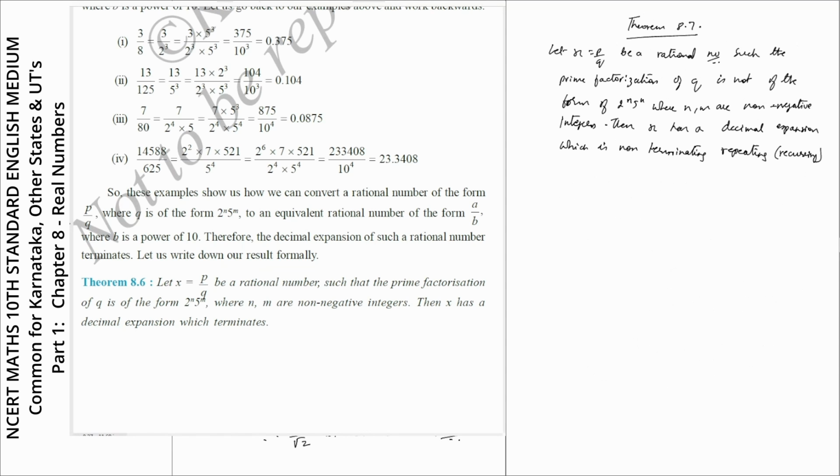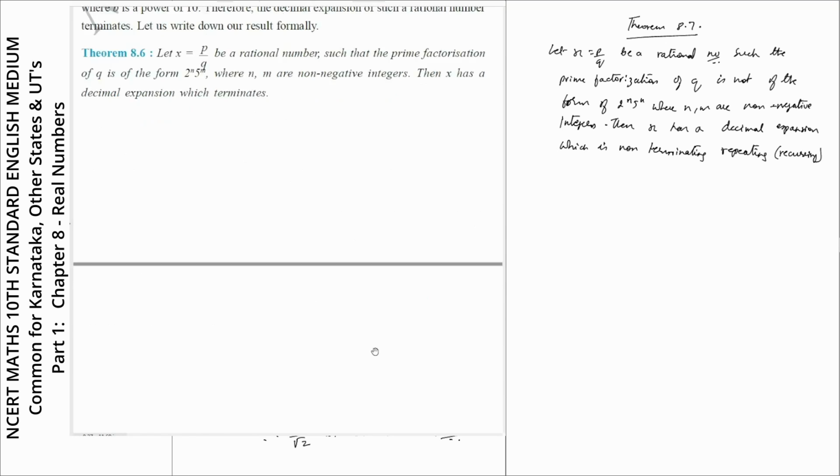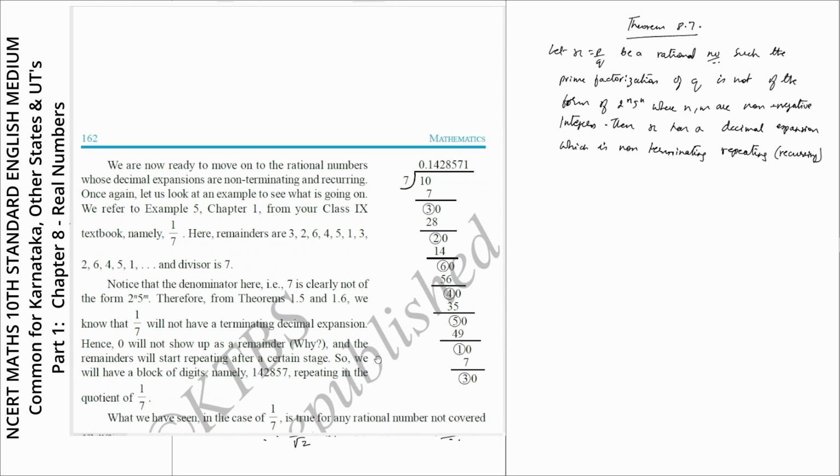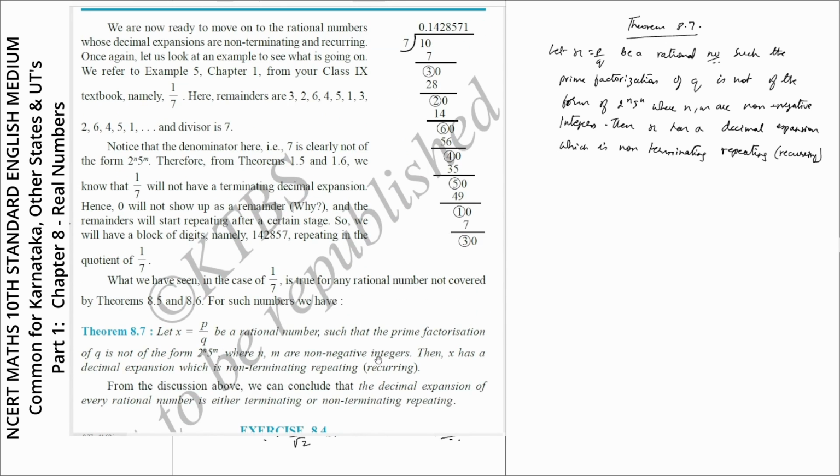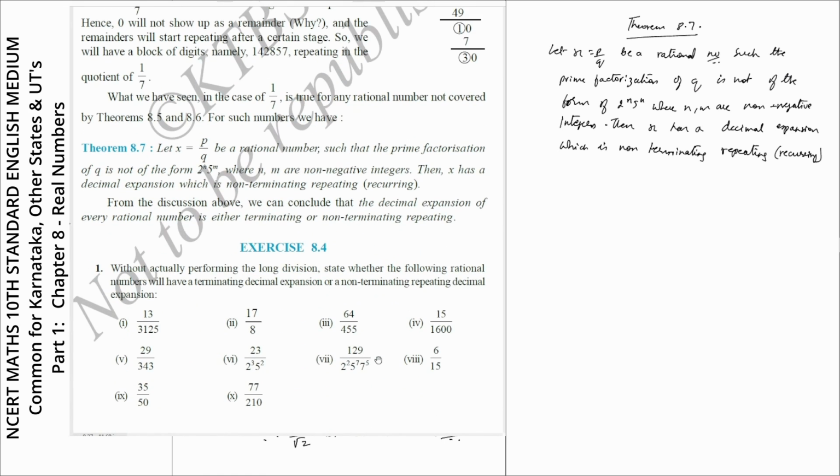Okay. The next topic is theorem number 8.7. So what it says: let x be p by q, a rational number such that the prime factorization of q is not of the form 2 to the power of n, 5 to the power of m, where n and m are non-negative integers. Then x has a decimal expansion which is non-terminating, repeating, that is recurring. So I'll give one example for this one.